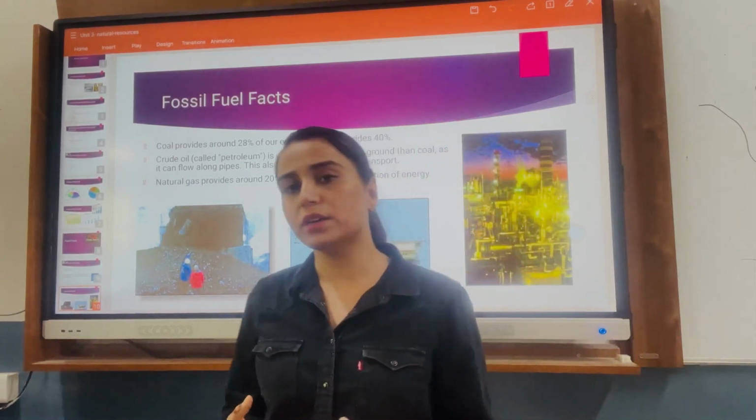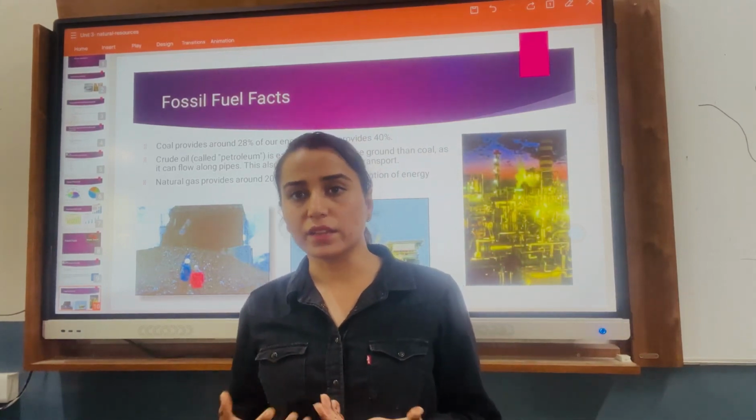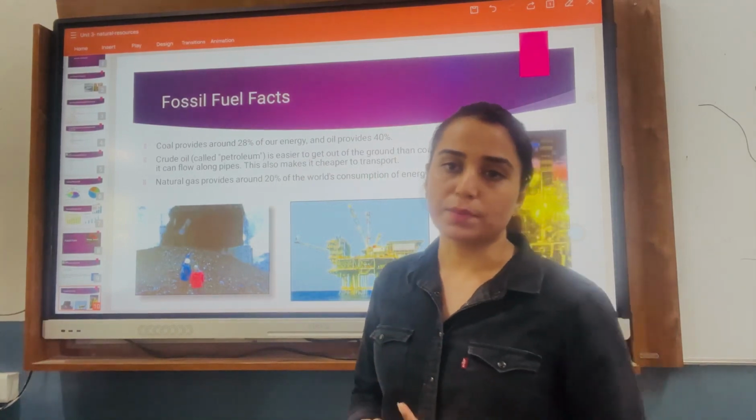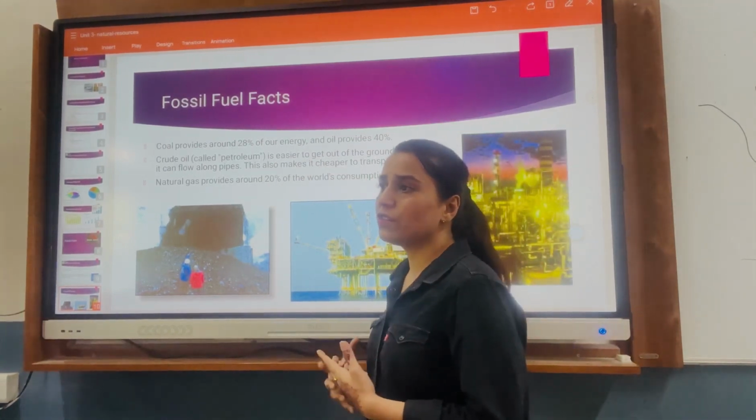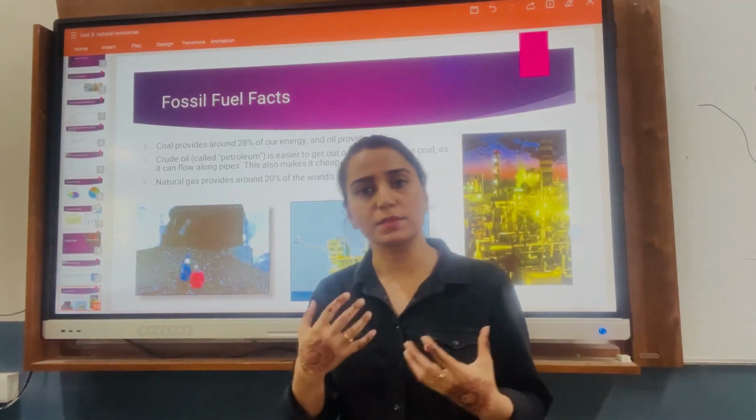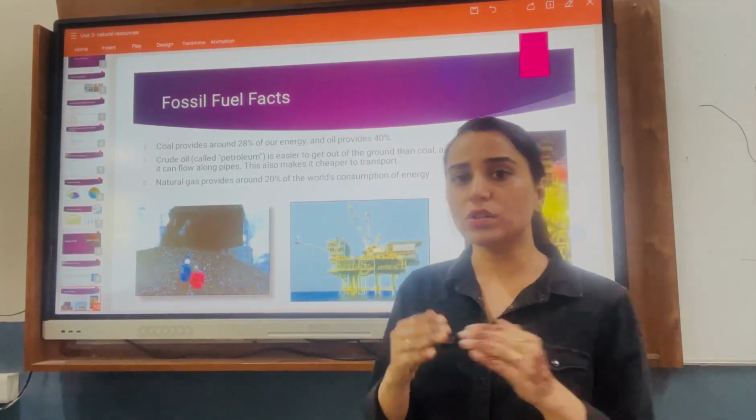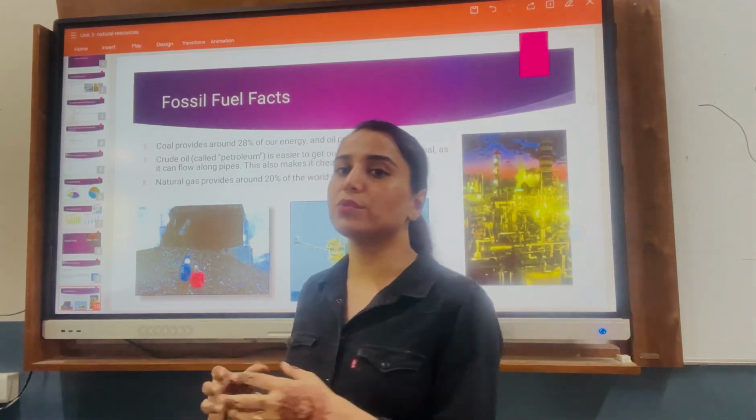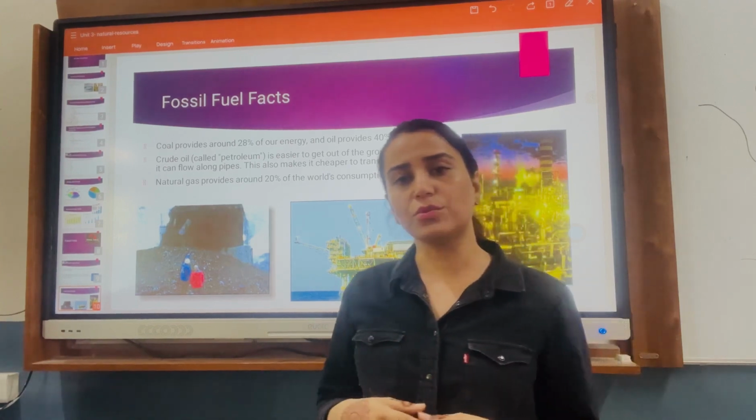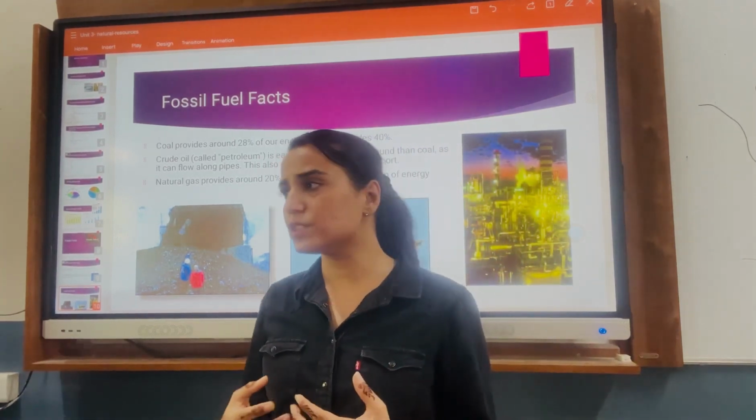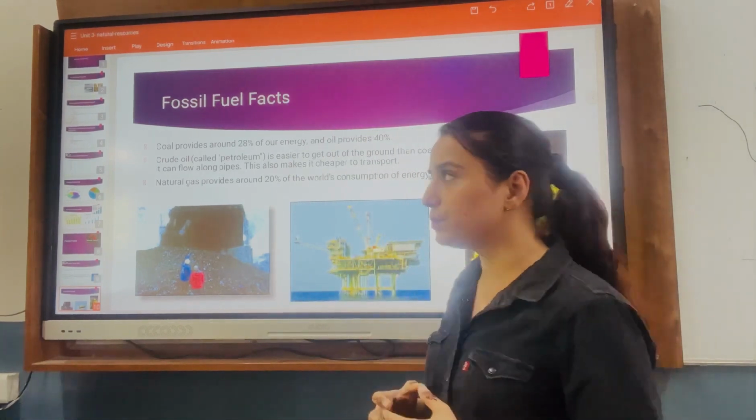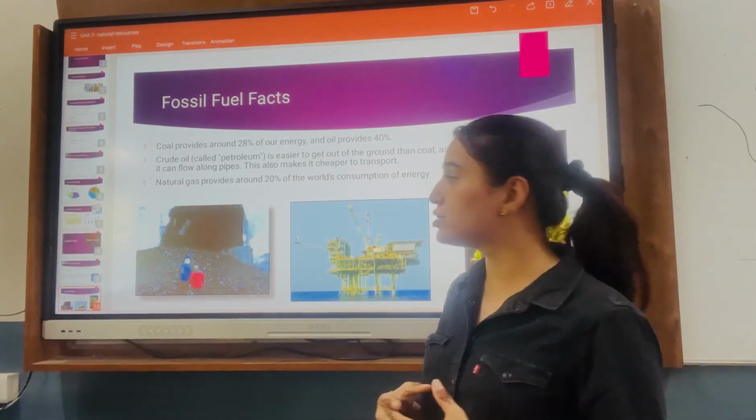Coal will require mining techniques. It could be underground mining, it could be strip mining, it could be open cast mining. But in the case of petroleum, you just have to dig a pipe inside the earth's surface and you can extract as much oil as possible. Also, this oil is easily transportable. You can put pipelines and you can transport through tankers, which makes it so much easier for us to handle this fossil fuel, this mode of energy.